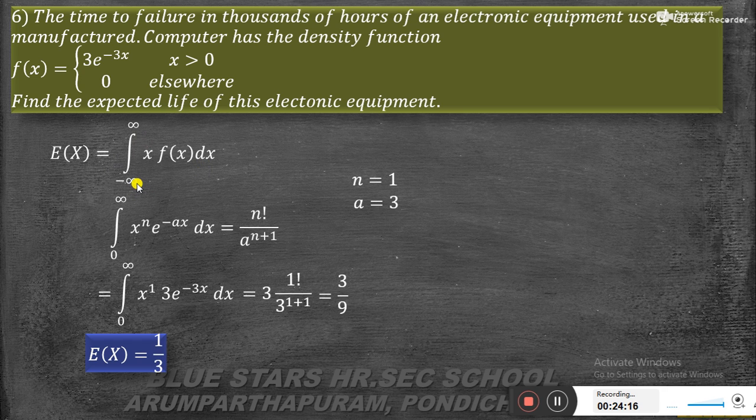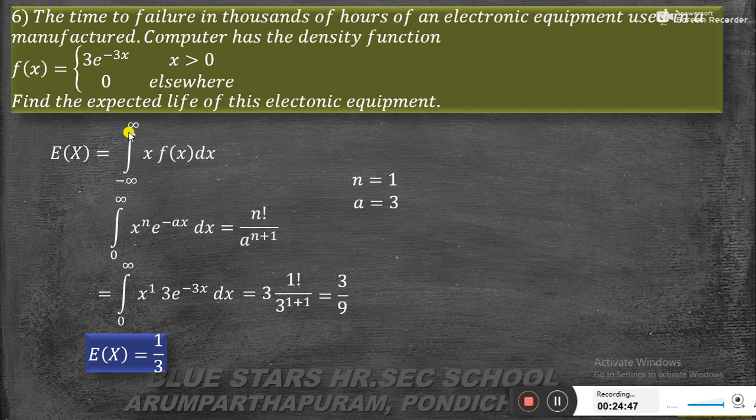Now I split the integral into minus infinity to 0 plus 0 to infinity. From minus infinity to 0, the function is 0 otherwise, so f of x equals 0. Next, from 0 to infinity, the function is 3 e power minus 3x. So I write the integral from 0 to infinity of x times f of x, that means 3 e power minus 3x.